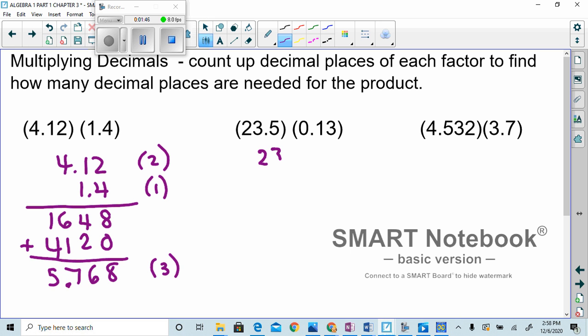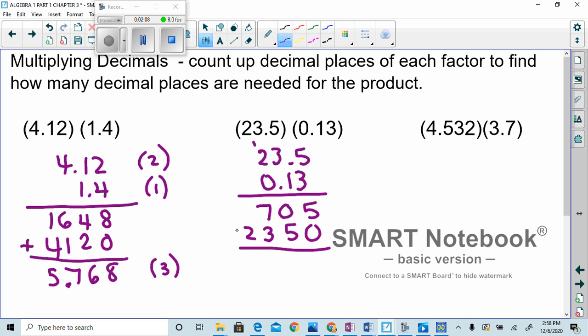On to problem 2. I have 23 and 5/10, and I want to multiply by 13 hundredths. Again, decimals do not need to be lined up. We'll just simply multiply. 15, 9 and 1 is 10, 6 and 1 is 7. On to the second row, multiplying by 1, and let's add those two subproducts. There is just one decimal place in the first factor, and there are 2 in the second, which once again I need 3, counting in 1, 2, 3, 3 and 54 thousandths.